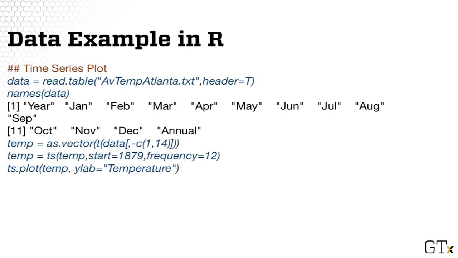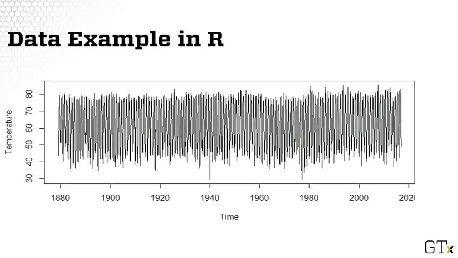Last, I converted the vector of temperature values into a time series using the ts command, with the specification that the first year is 1879 and that these are monthly observations, thus frequency equal to 12. The plot of this time series can be displayed using the ts.plot command. The plot is here. As expected, there is seasonality.